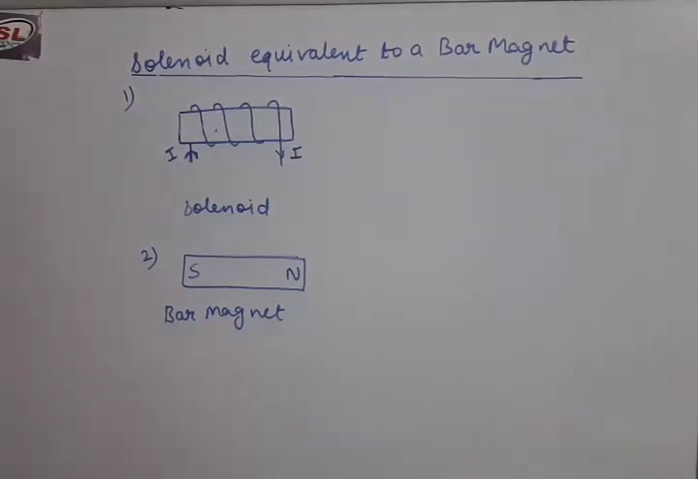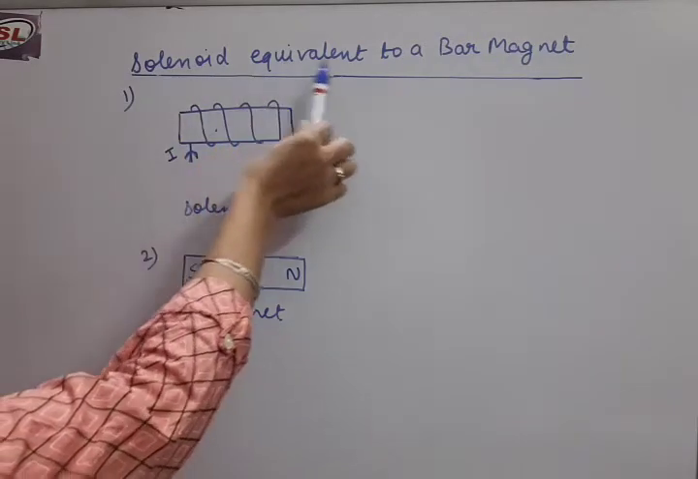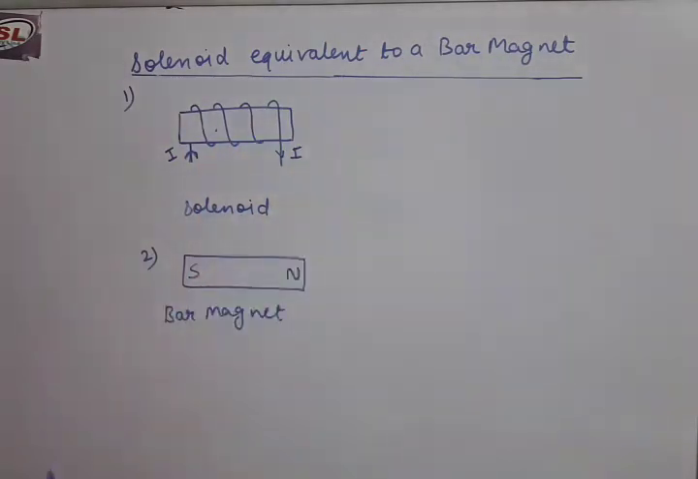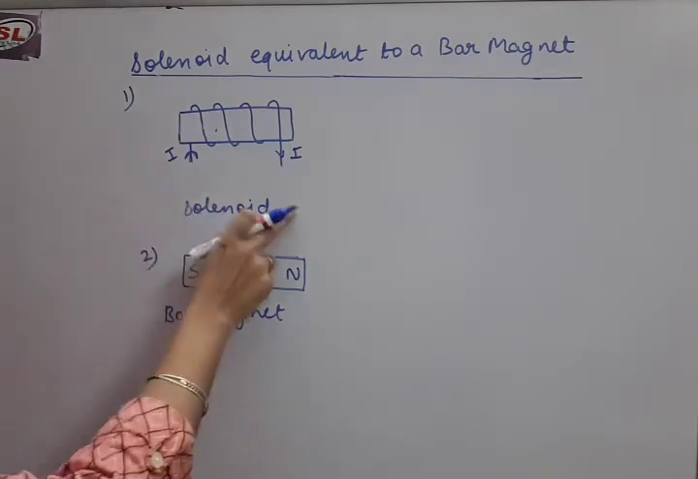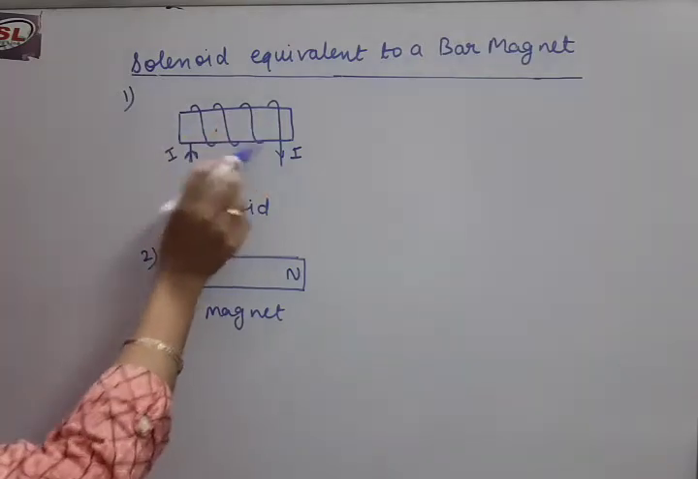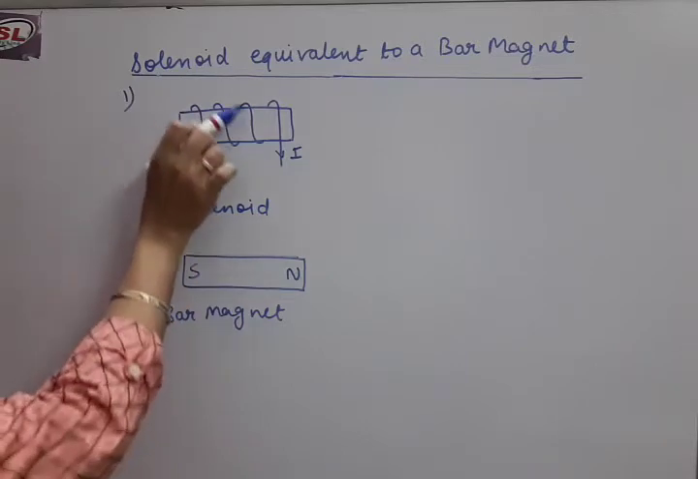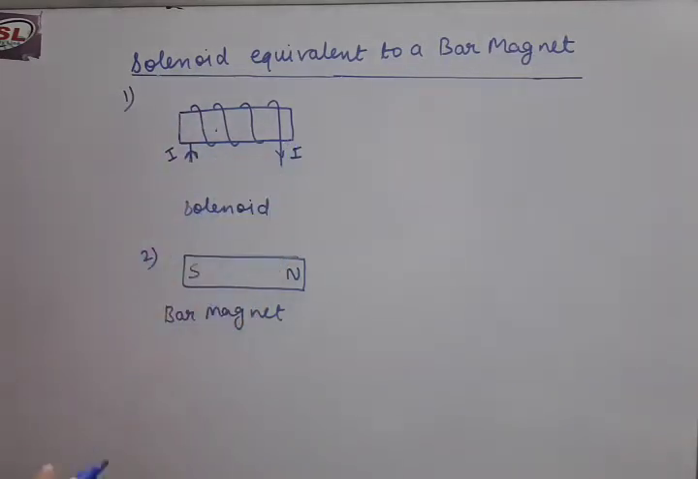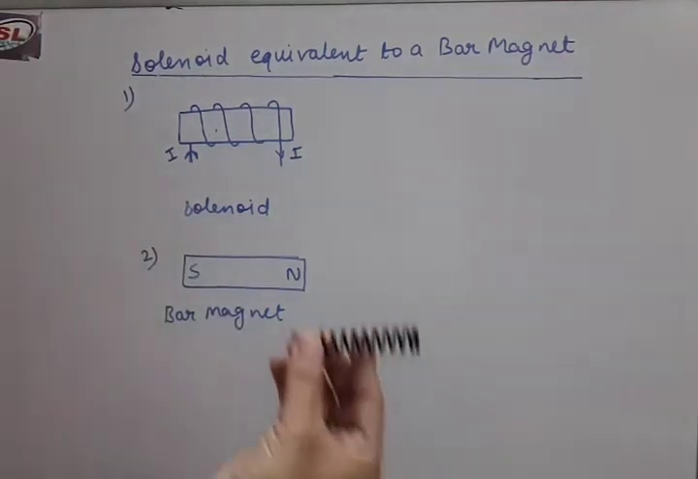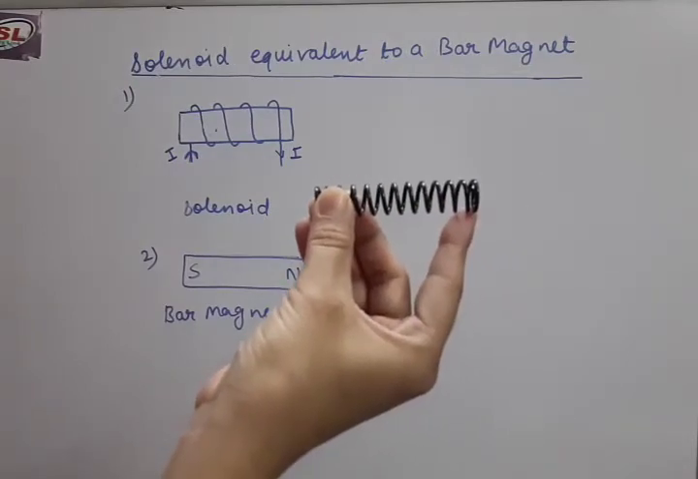Hello students, our today's topic is how a solenoid is equivalent to a bar magnet. Students, we have discussed the solenoid concept in detail. A solenoid is a type of structure in which the windings of a wire are in a straight manner, that means in the form of a spring. So it is like this. So this is a kind of solenoid.